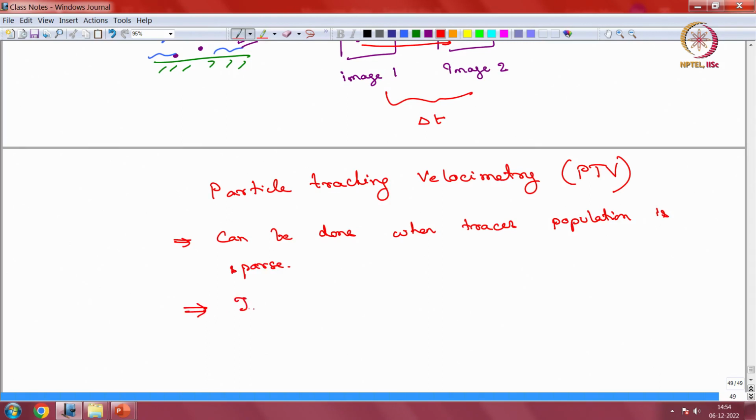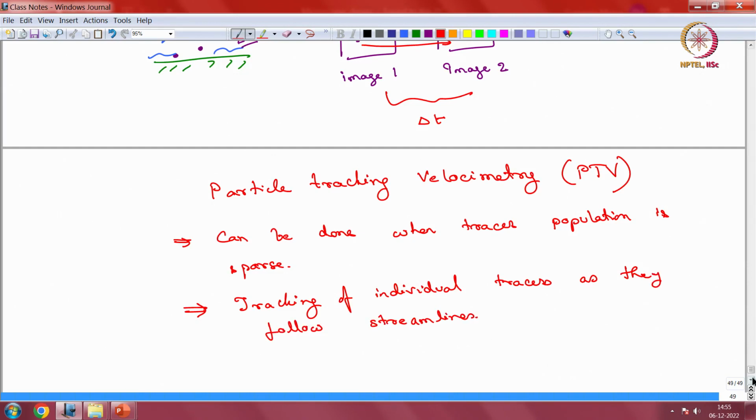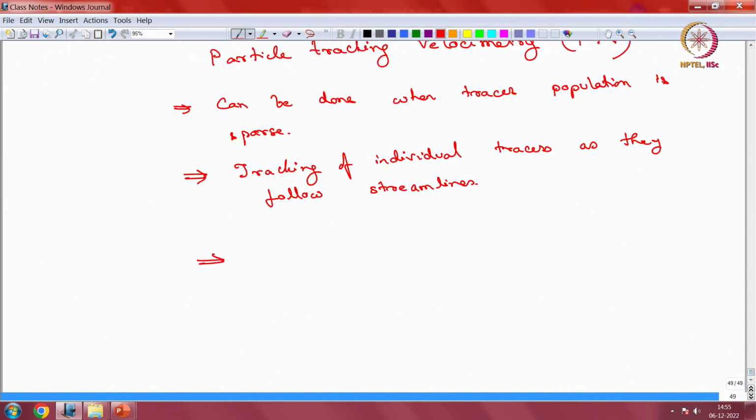Okay. Here the fluid flow measurement is done by tracking of individual tracers as they follow streamlines. Obviously, we are already assuming that you have already been judicious in selecting the correct tracers, so that we are not going to go into. And now the particle tracking algorithms, one of the issues with PTV is that the particle tracking algorithms depend upon the method of imaging.